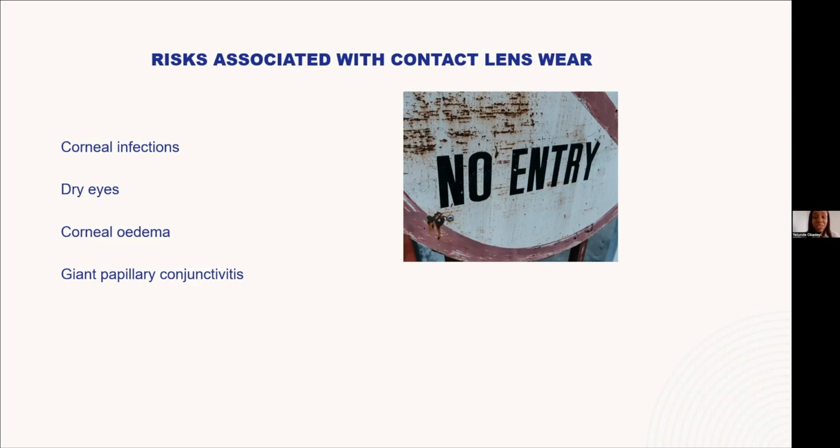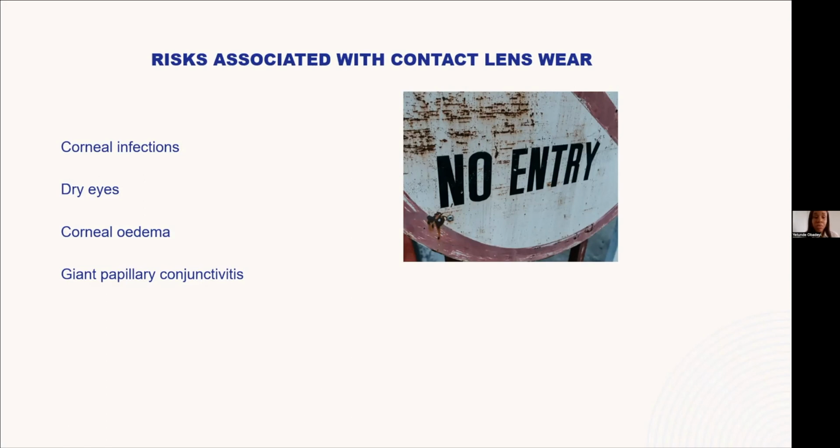Contact lenses can also cause corneal edema, that's swelling of the clear window at the front of the eye. It can happen with scleral lenses, because there's a barrier to atmospheric oxygen getting into the eye because of the lens. The cornea can swell, it can be a bit painful, you can get blurred vision, but this resolves when the lens is removed.